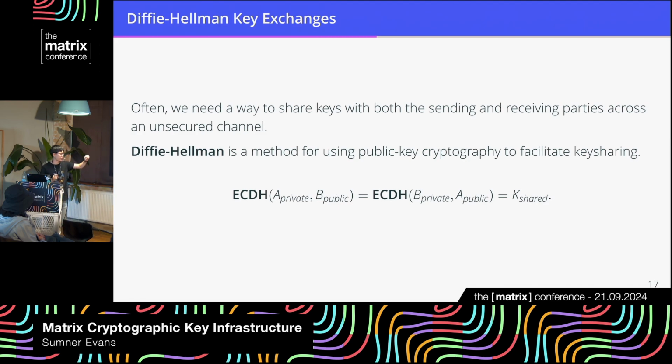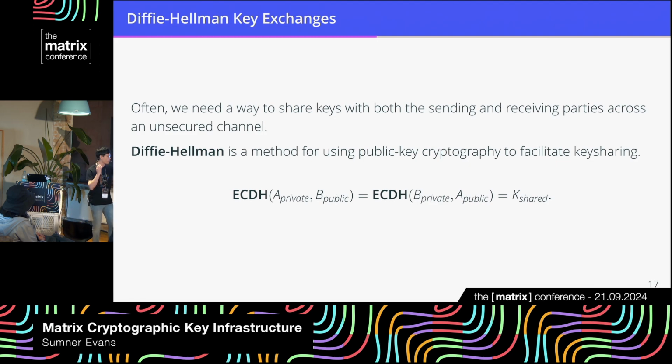Okay, so the equation is that ECDH of A private and B public is equal to ECDH of B private and A public. So what we have here is two public-private key pairs. Remember that asymmetric encryption where we have public and private. So A private corresponds to A public, and B private corresponds to B public. And if we have either one of the private keys, all we need is the other public key in order to generate the same shared secret, so K shared. We're going to get the same value regardless of whether or not we have A private or B private, as long as we have the other public key.